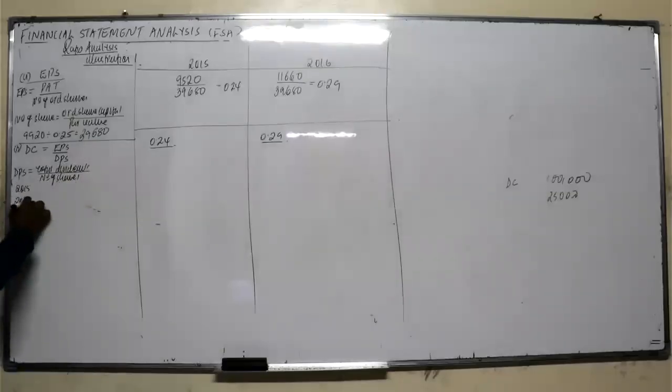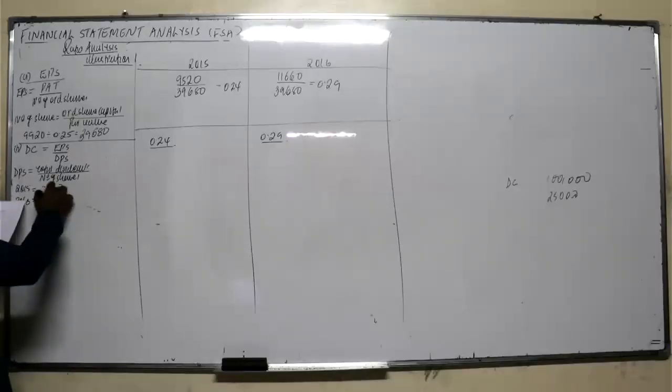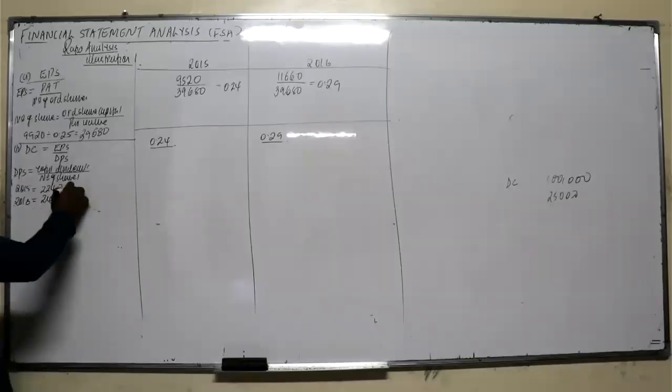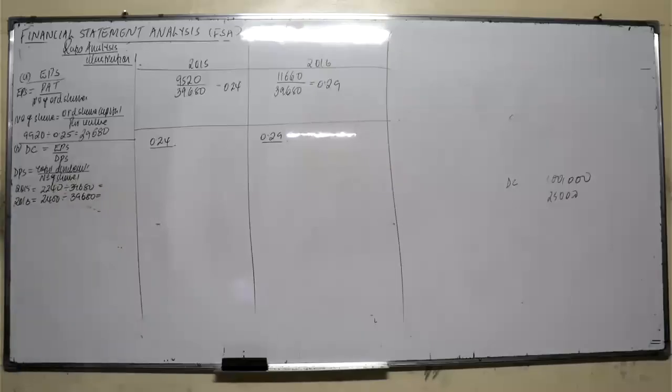2015, 2016. How much is the total dividend for 2015? You are given under the notes. Can you see that? 2240, and this was 2400. Then you divide by the number of shares. How many shares do we have? Yeah, that 9680. So that you determine the dividends per share.